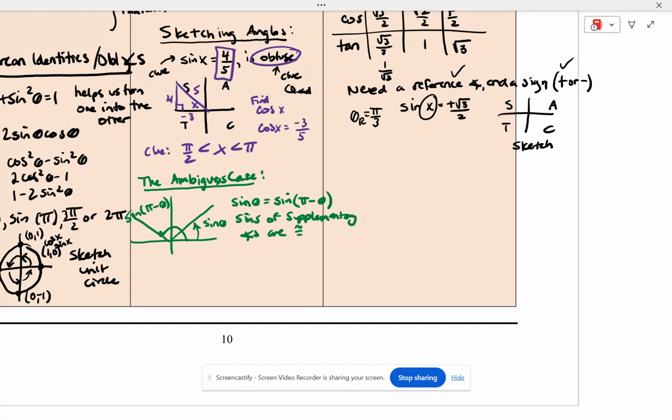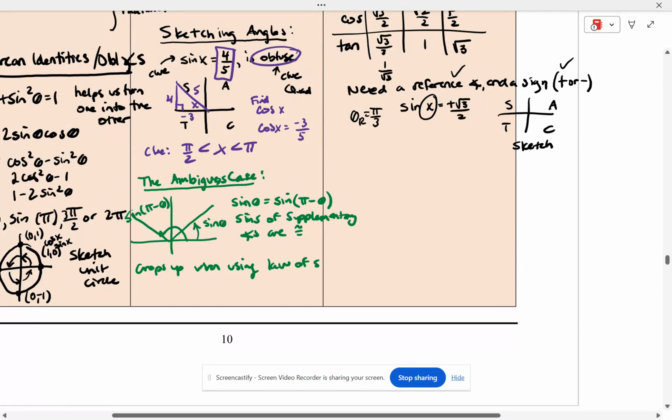So this guy crops up when you're trying to find an unknown and you use law of sines. That is usually when he crops up. If you have to then decide how many possible triangles, do you guys remember those, right? So you could say it crops up when using law of sines, and you have to determine how many possible triangles. And the way that you would do that is remember that there is a fixed number of degrees in every triangle.